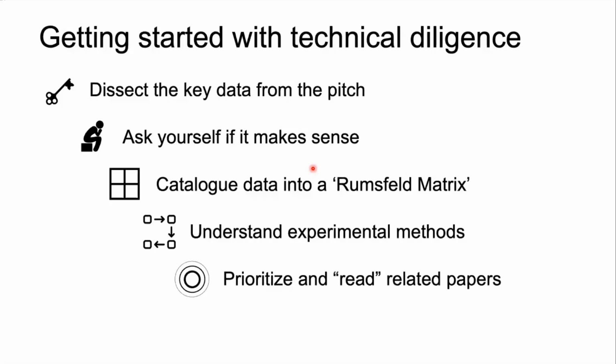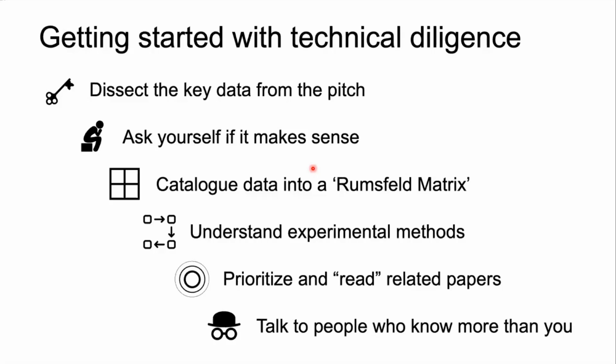Once I understand experimental methods, that's when I go broad and look at the landscape of science outside of the company. This is when you prioritize and read related papers. I'll talk in the next slide about how to actually read papers, or at least what I do. And then once that's all done, I talk to people who know more than I do. This is a step you can't skip, but I put it at the end for a reason.